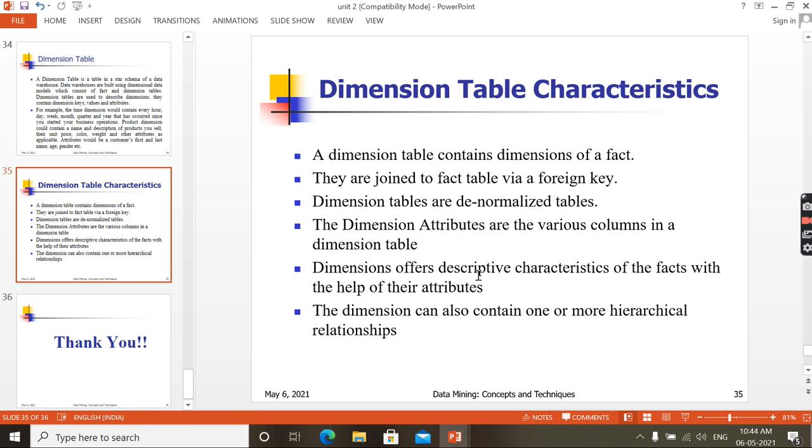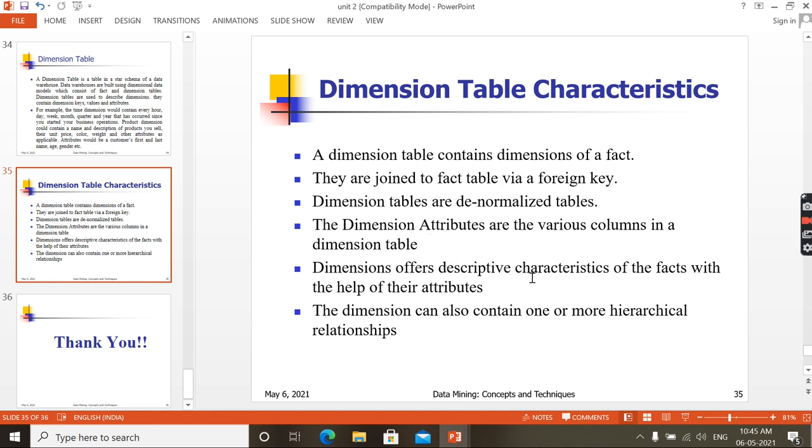Dimensions are attributes. Dimension attributes are the various columns in the dimension table. Attributes are nothing but columns. Customer name, customer age, customer address, like that. These are nothing but the various attributes, various columns in that particular dimension table. For the customer table, these are the columns. Like that for product also, price, color, weight are the columns for the product table. Like that, different dimension tables have different columns. Columns are nothing but the attributes, and we are having values for that.